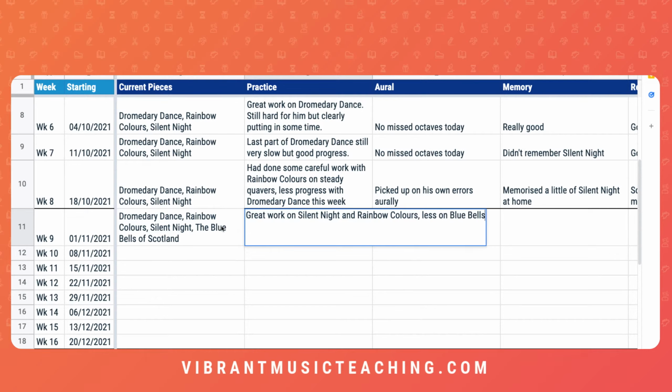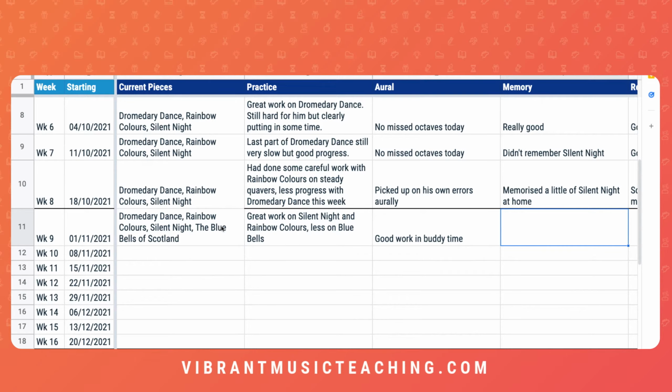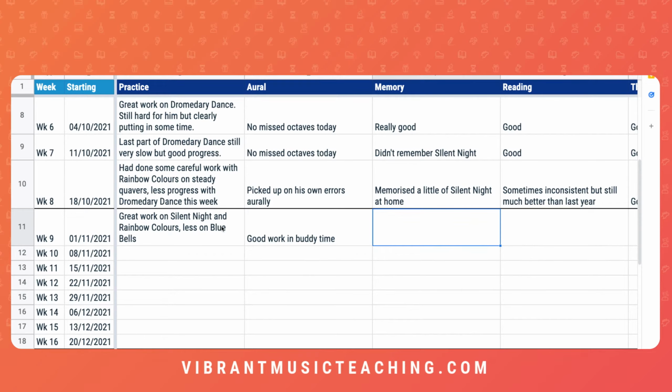He had done much less on bluebells than everything else, but otherwise it was pretty steady, pretty up to his usual speed. This week, oral work. He did some good oral stuff in buddy time with the other student. Rainbow color still has an error at the end. For some reason, it just changes that ending, but otherwise it's good. That's a rote piece from Piano Safari.